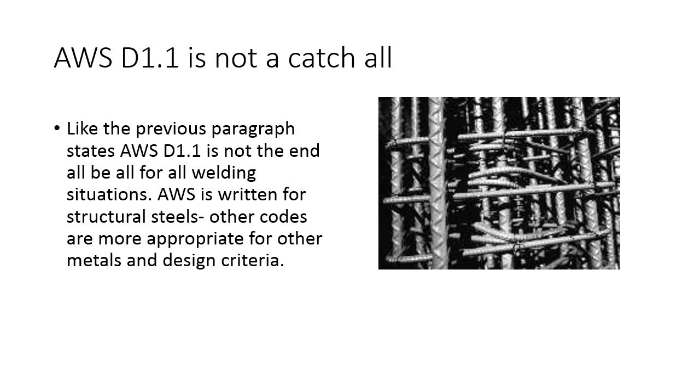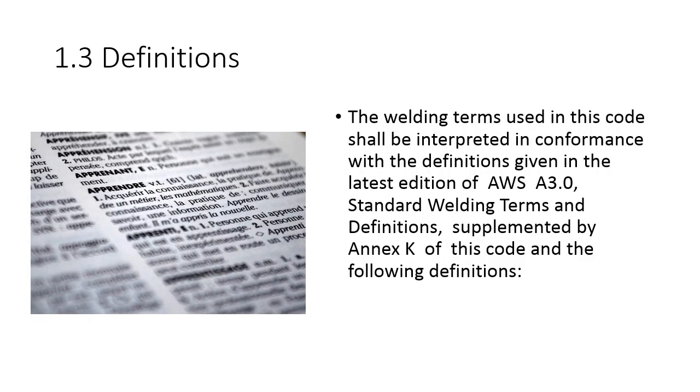Like the previous paragraph states, AWS D1.1 is not the end-all be-all of welding situations. AWS D1.1 is written for welding of structural steels. Other codes are more appropriate for other metals and design criteria. Definitions. The welding terms used in this code shall be interpreted in conformance with the definitions given in the latest edition of AWS A3.0, Standard Welding Terms and Definitions, supplemented by Annex K of this code and the following definitions.